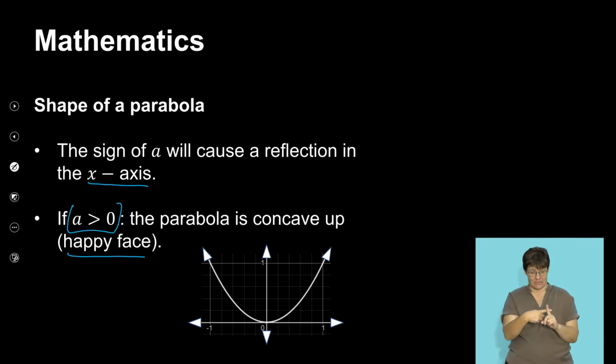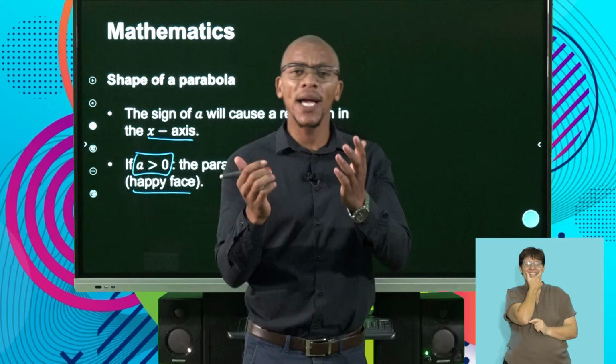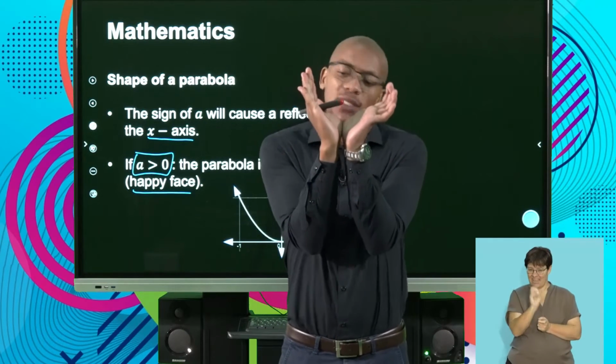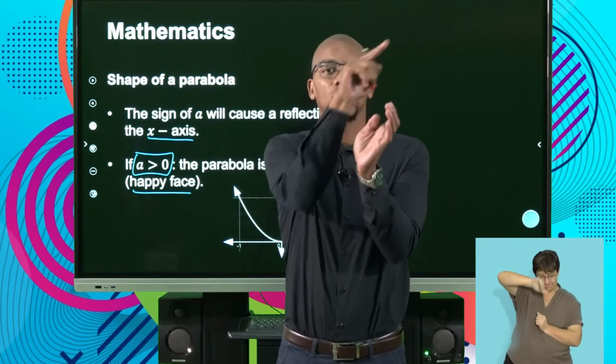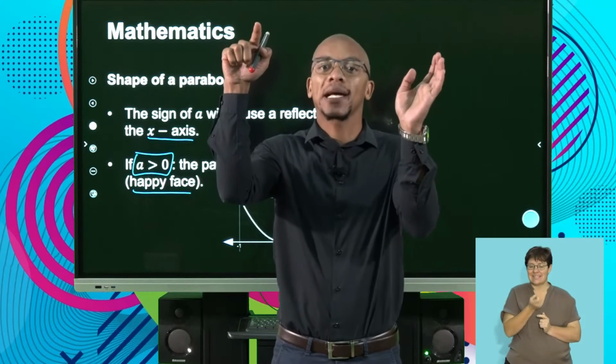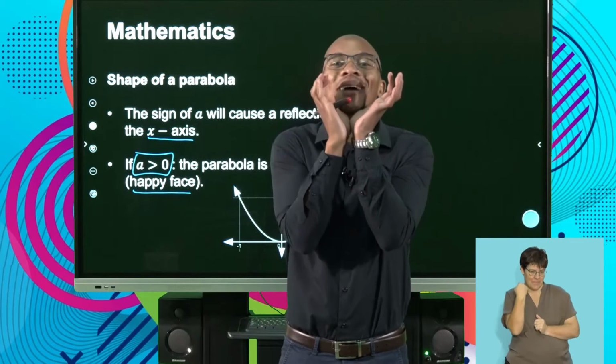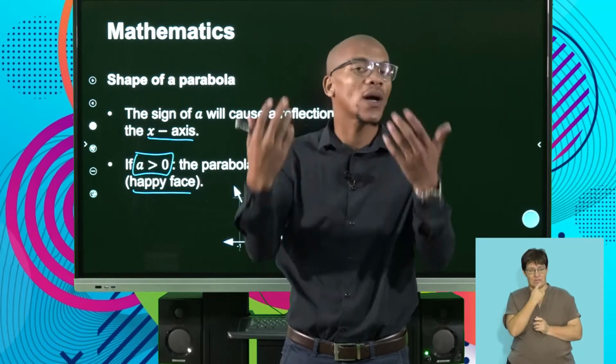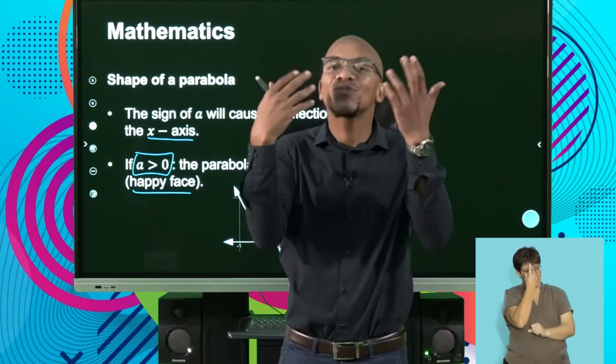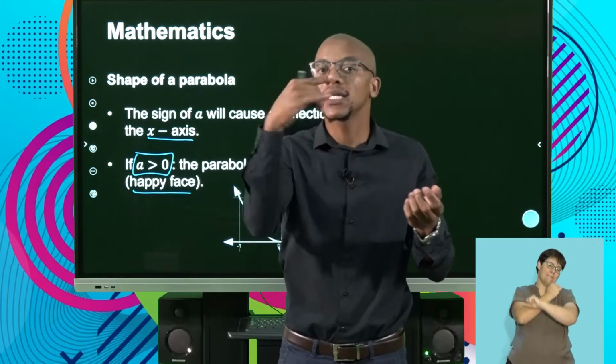If A is positive, the parabola is called concave up, which we say is a happy face. Why is it a happy face? It's because it is forming a smile, right? So it's a curve that is facing up like this. So it is forming a smile, which is a happy face. So that's why we are saying it's a happy face, just for you to understand and see it visually with your eyes.